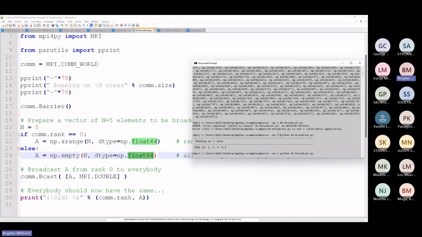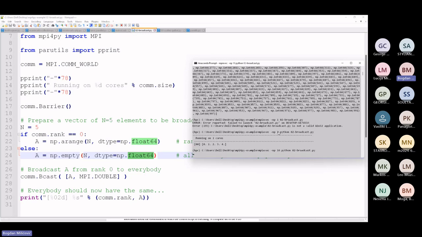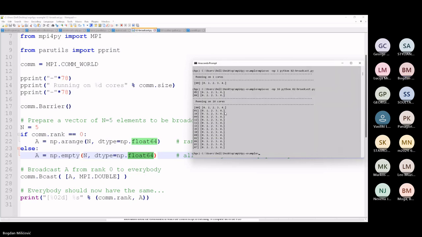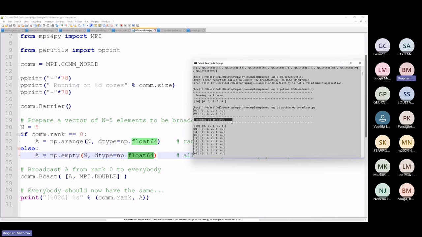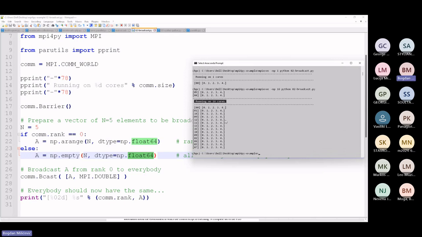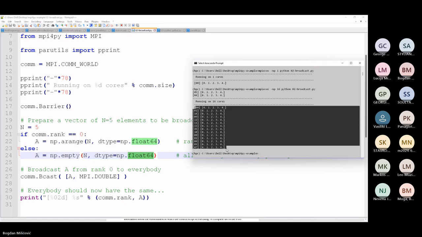That's okay. Let's try 8. I don't have 8 cores. Well, actually, let's try 16. But the program will print running on 16 cores because we are running the 16 processes. And this is what we get, running on 16 cores. And everybody has the same data because we distributed them from the zeroth process to everybody else. Okay.